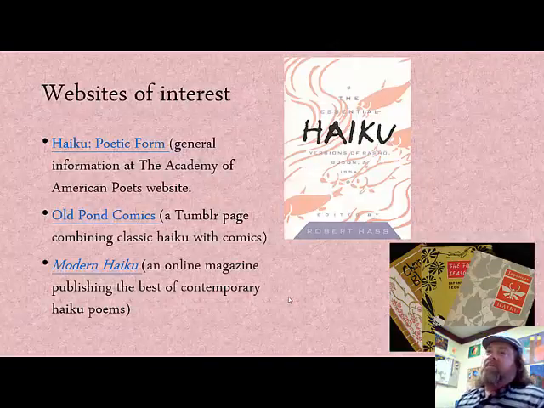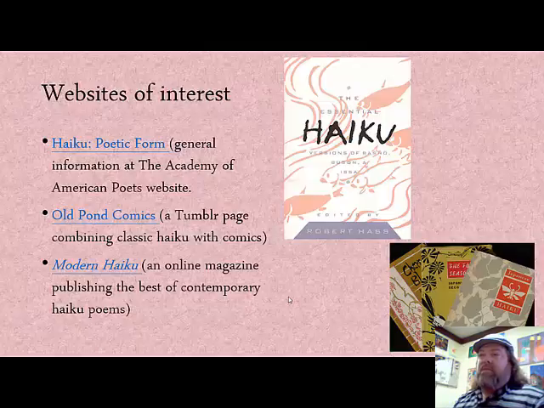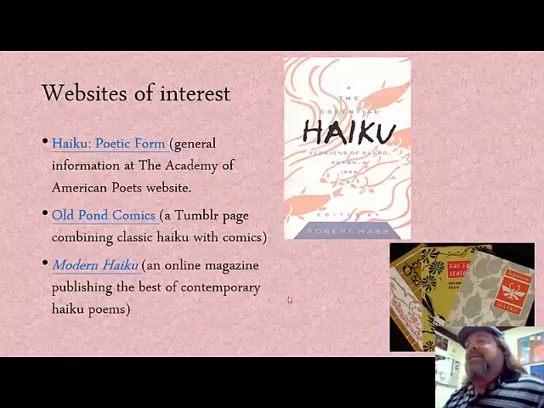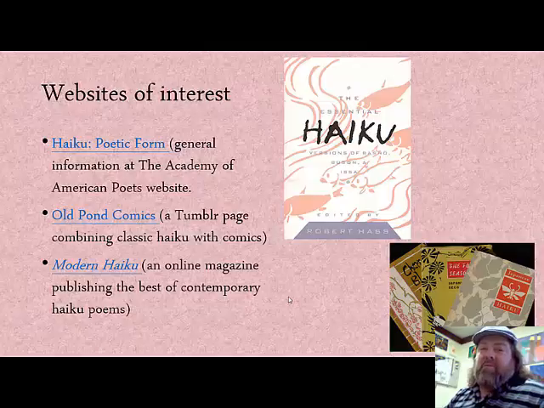Here are a couple of websites you might find interesting. There's one here at the Academy of American Poets website. I found a very interesting comic called Old Pond Comics that contains classic haiku poems written by some of the famous haiku poets, but with the added flair of a comic. And also Modern Haiku, which publishes some of the best contemporary poems.